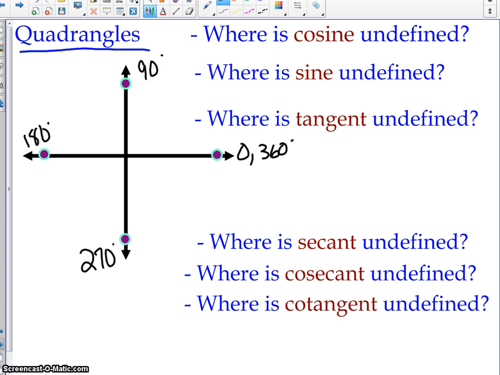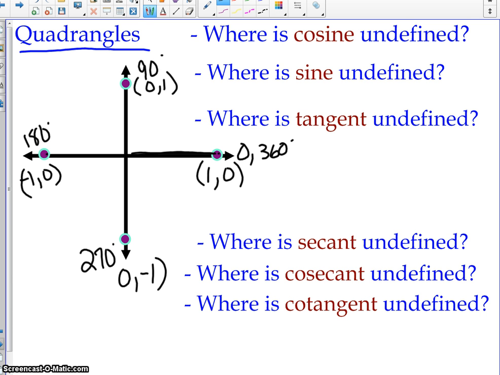You just have to memorize or realize that when you're dealing with a value that falls right on an axis, we're dealing with a quadrantal angle. The best way to deal with these is to think of them as the actual points. So this is the point (1, 0). Remember that we have the unit circle, so this is a unit right here. Here is the point (0, 1). At 180 we have the point (-1, 0). And at 270 we have the point (0, -1).